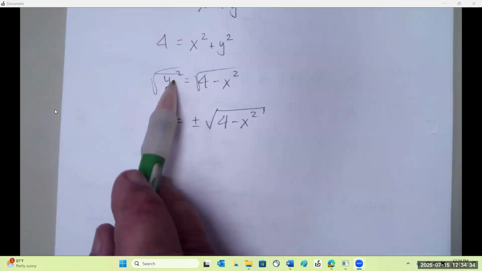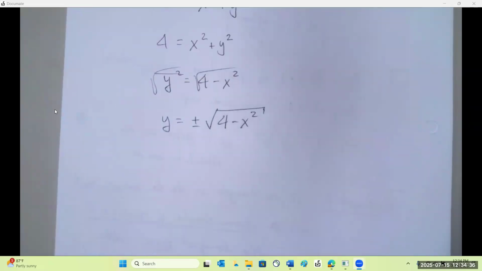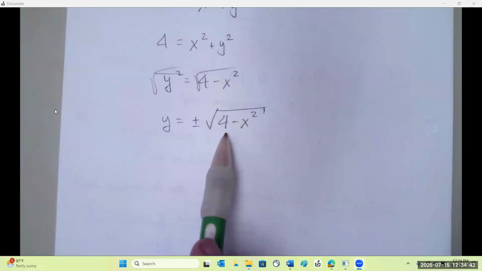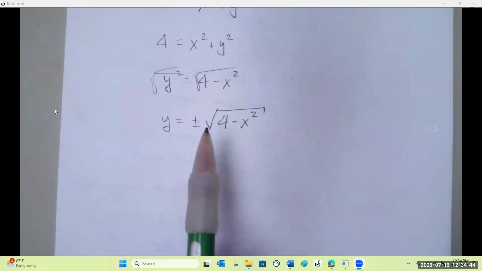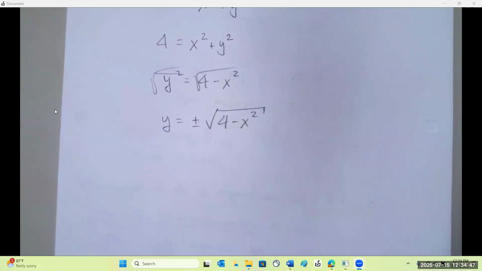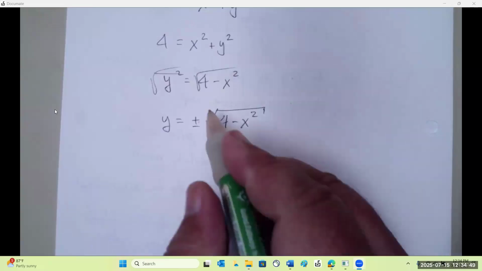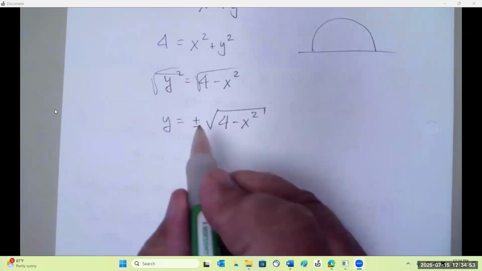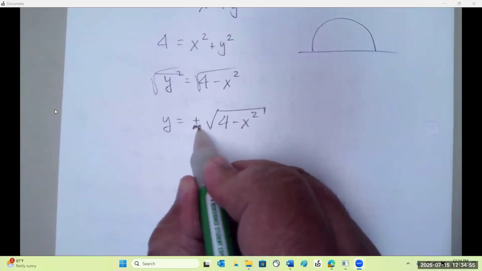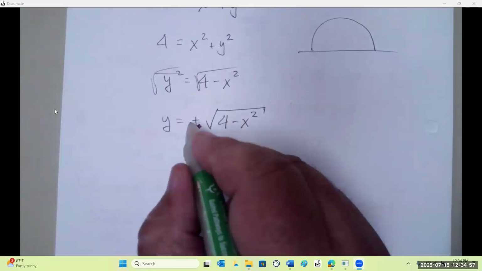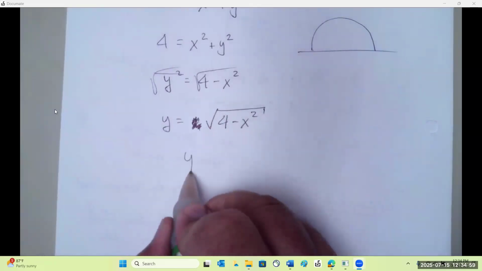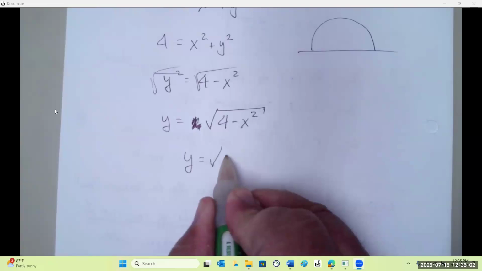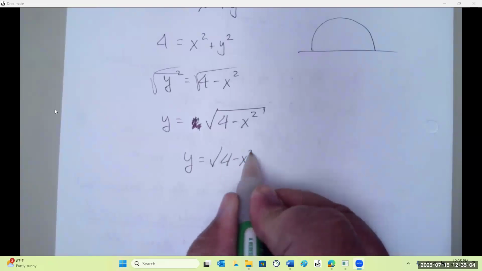Remember, anytime you square root something that is squared, you have to put plus or minus. But here is the but. It said semicircle. This would define the entire circle, the positive part above the x-axis and the negative part below the x-axis. All we want is a semicircle. So all we want is the positive side. So our formula is y is equal to the square root of 4 minus x squared.